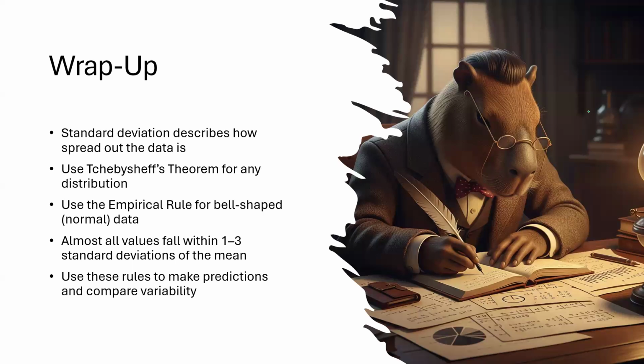These tools help us make informed predictions and understand how typical or unusual a value really is. The more you use these interpretations, the more intuitive they become. They're useful tools for quality control, risk analysis, and decision-making in business, science, and beyond. Standard deviation is powerful, not just as a formula, but as a way of predicting how data behaves. Whether you use Chebyshev's theorem for messy data or the empirical rule for bell-shaped data, these tools give you meaningful expectations about how far data values typically fall from the mean.